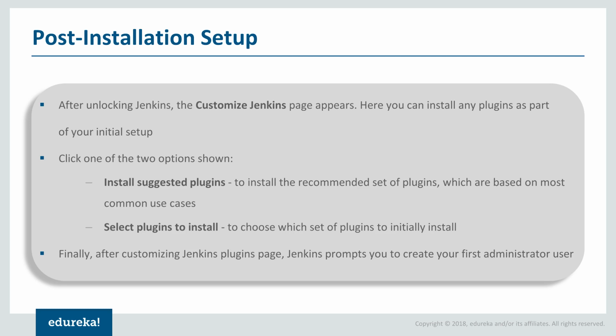Once you do that, you get two options as you have seen already: install suggested plugins and select plugins to install. If you're fine with Jenkins's suggestions, we can go ahead and click on install suggested plugins, which is mostly correct. You don't need to play around too much over there because all the suggestions are based on the past usage of the users.